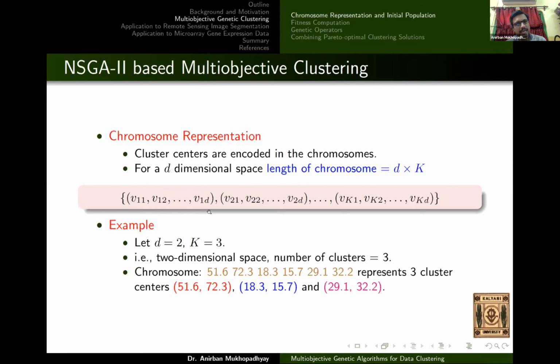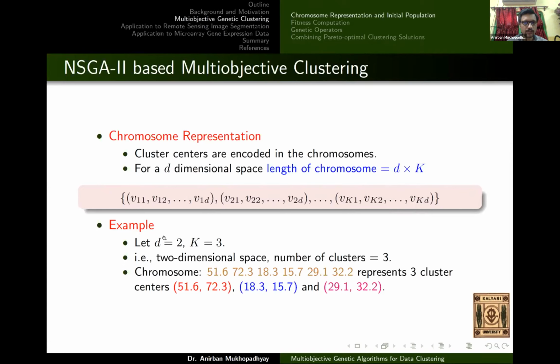So if there are K number of cluster centers, we can just represent them as a string of size D into K, where the first D values represent the first cluster center, the second D values represent the second cluster center, and so on, and the kth D values represent the kth cluster center. So this is a chromosome representation or string representation of the clustering solution that we have used.